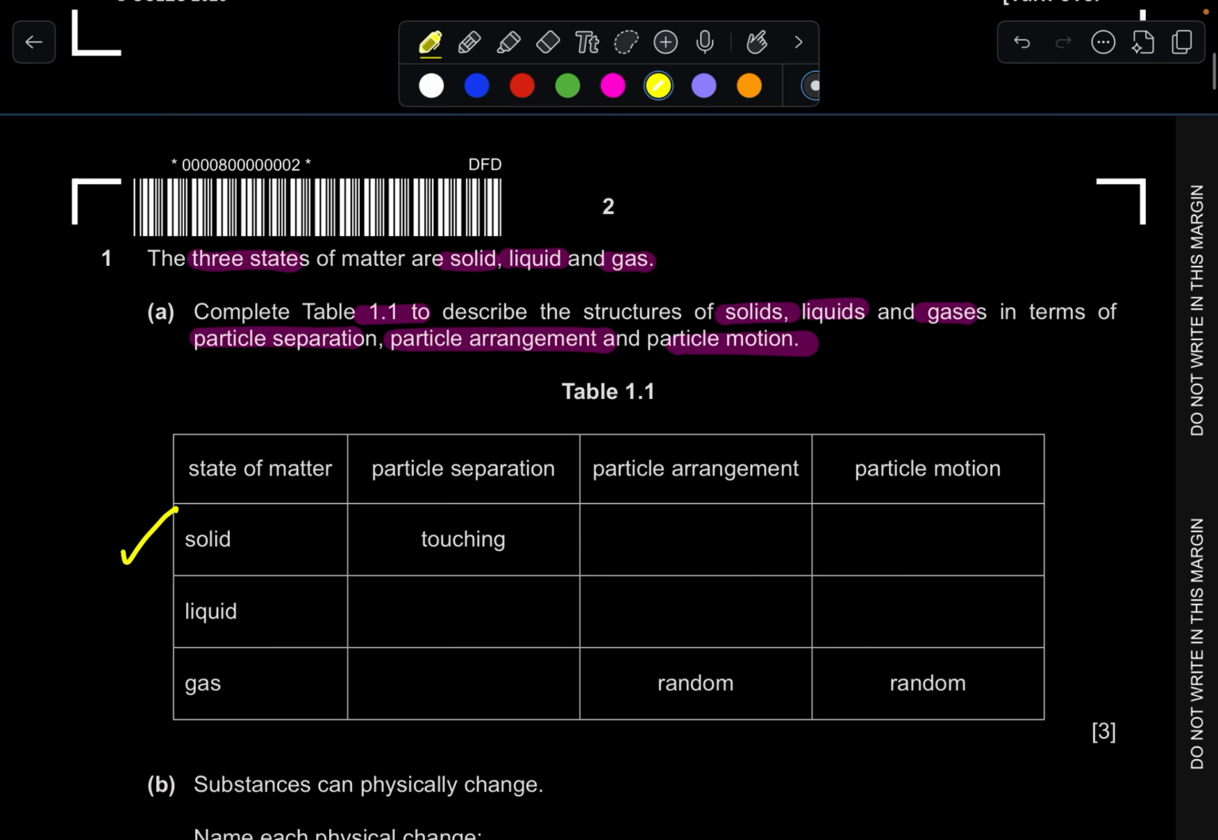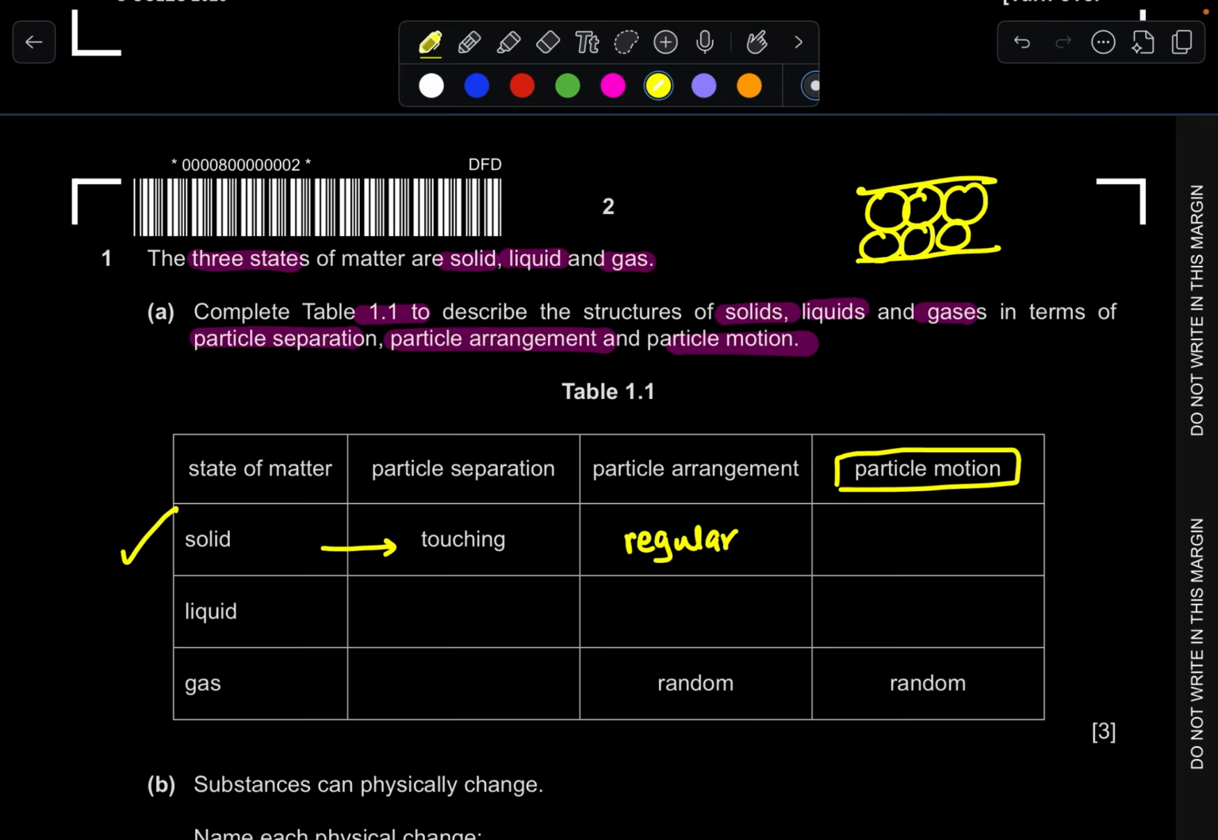So in solids, they've told us that the particles are touching each other. Now we have to give the particle arrangement in solids. So we're going to say that it's regular, because you know that in a solid lattice, particles are touching each other and they're in regular arrangement. And particle motion: particles cannot move from their fixed positions, but they can vibrate about fixed positions. So you can write vibrate about fixed positions.